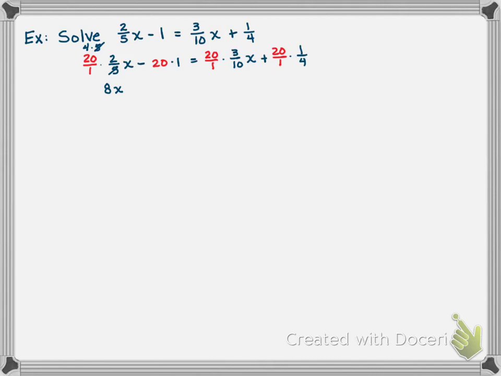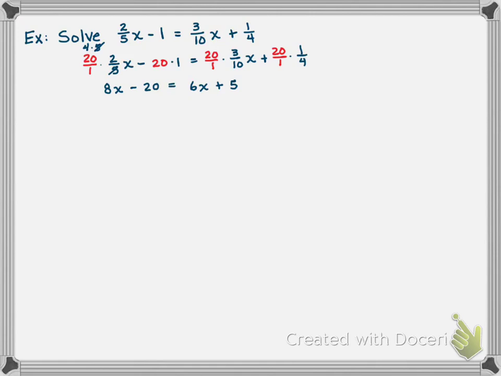So then minus 20 times 1, which is 20. And then over here we have 20 divided by 10, leaves us with a factor of 2 times 3x gives us 6x. And then 20 divided by 4 is 5 times factor of 1 is 5. So now we've gotten rid of all of our fractions, and now we just have to solve for x.